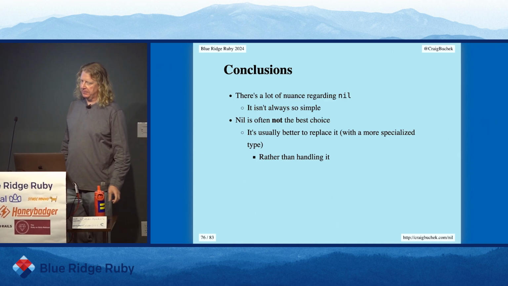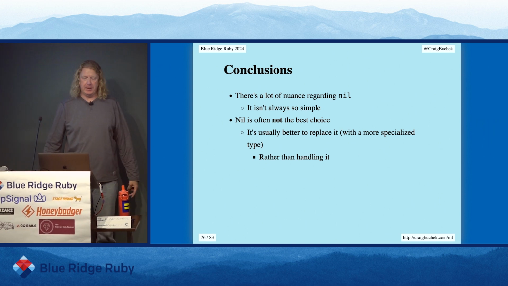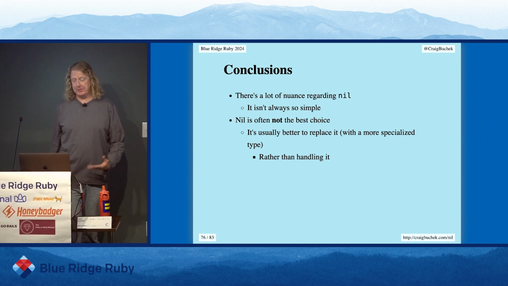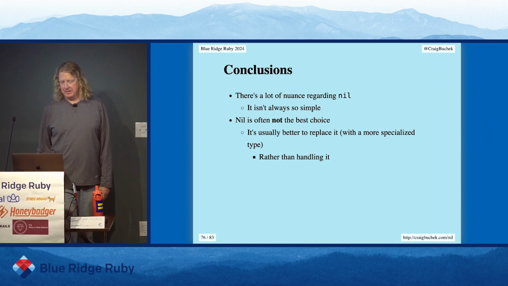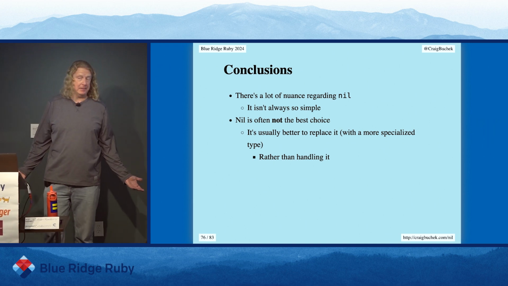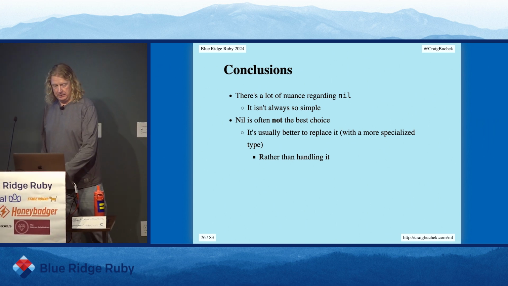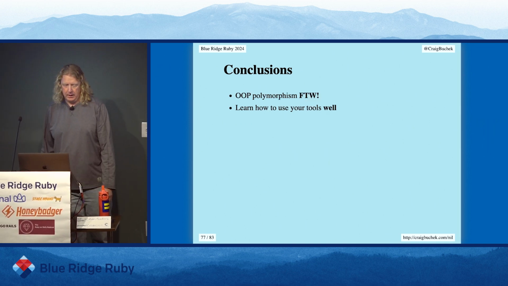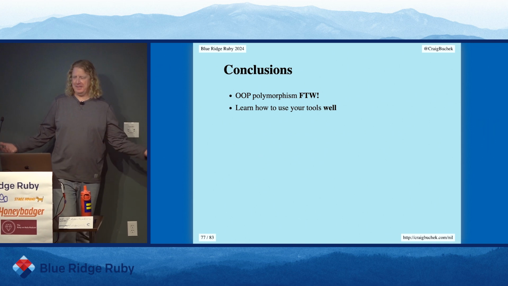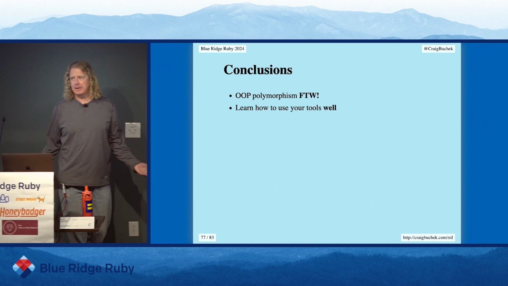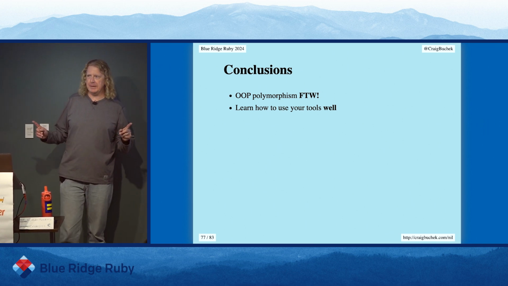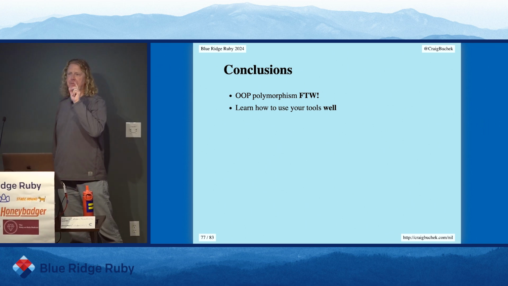So there's more to nil than meets the eye. There's a lot of nuance. It's not always simple. It's usually not the best choice. It's usually better to replace it than handle it. OOP is our friend. It's primarily about encapsulation and polymorphism. If you ever interview with me and I ask you what OOP is, please use both of those words.